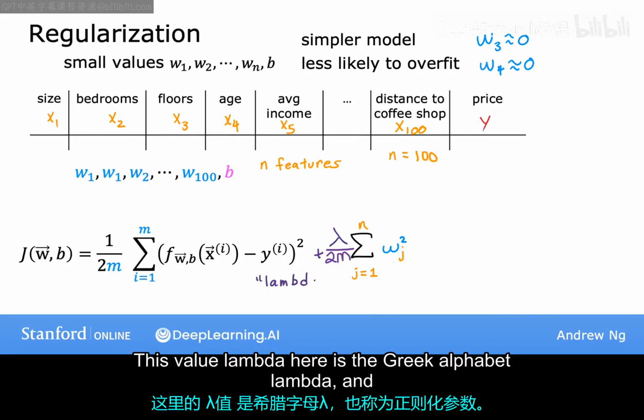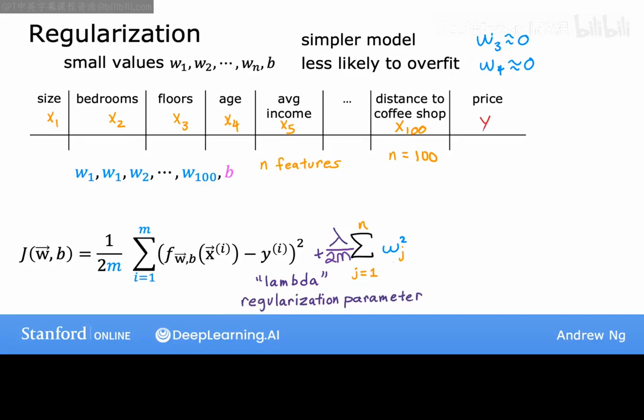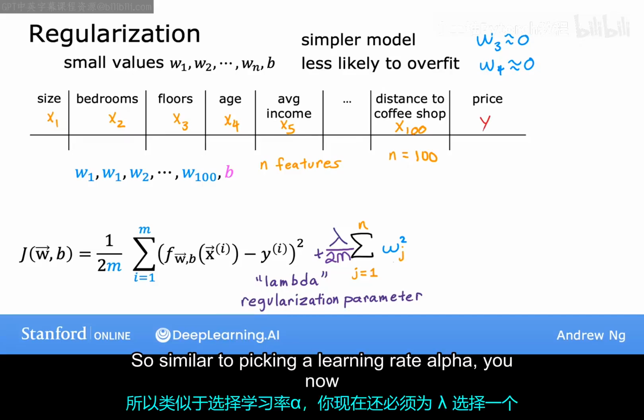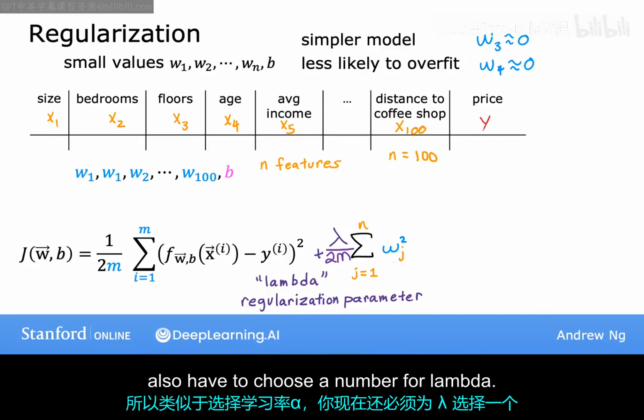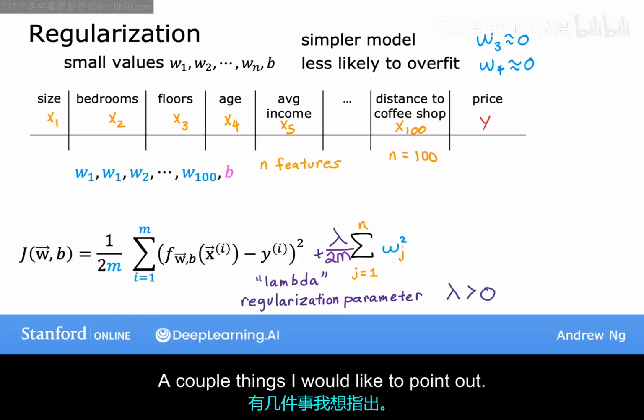This value, lambda here, is the Greek alphabet lambda and is also called a regularization parameter. So similar to picking a learning rate alpha, you now also have to choose a number for lambda. Couple things I would like to point out.